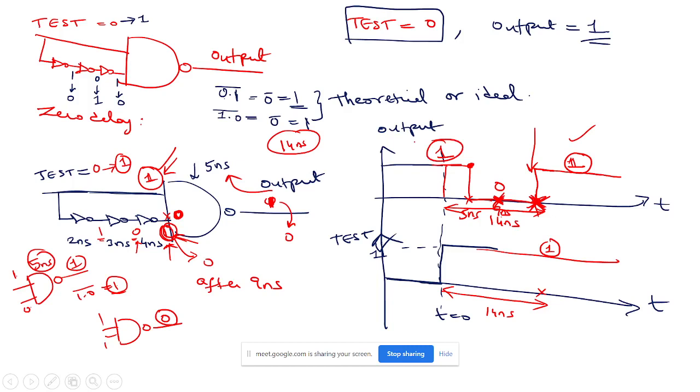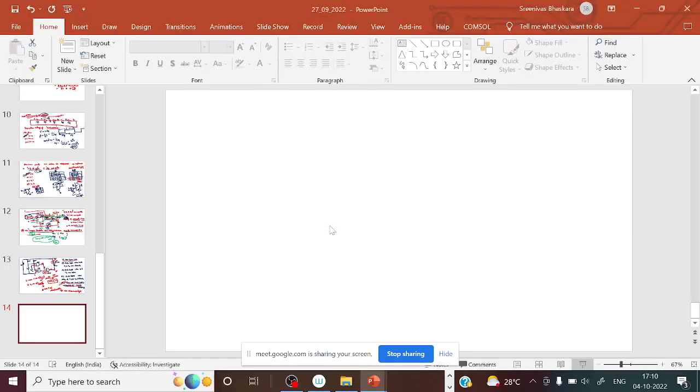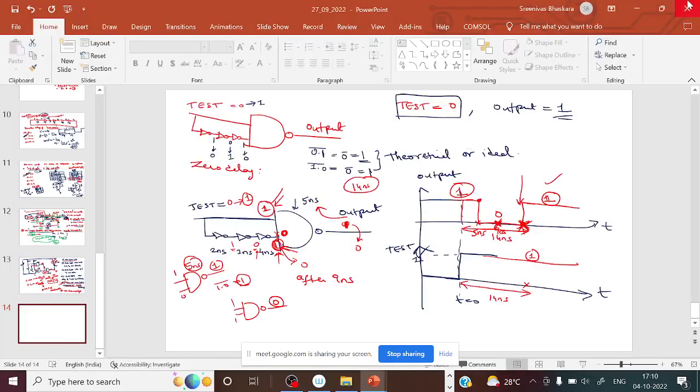Are you clear, Bunty? Yeah. These kind of problems are frequently asked in GATE these days. Okay. So, okay, let me close this.